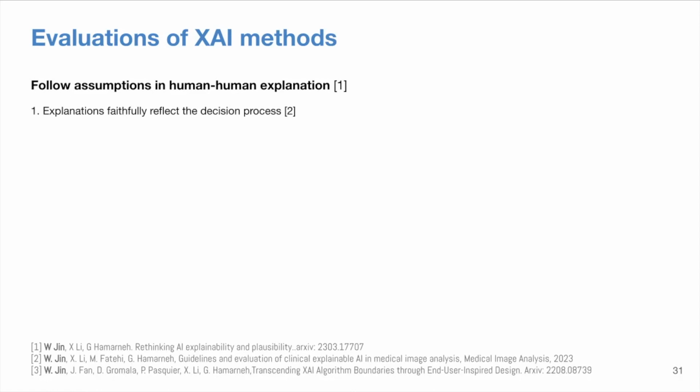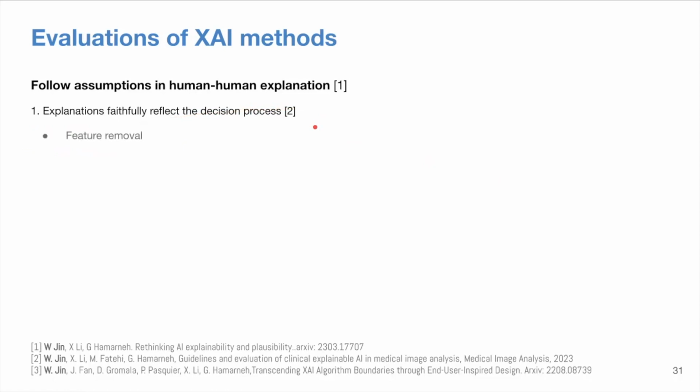The first principle is that the evaluation is to see how the AI explanation follows the assumptions in human-human explanations. The first human-human explanation assumption is that when we are using explanation, we assume that explanations faithfully reflect the model decision process.